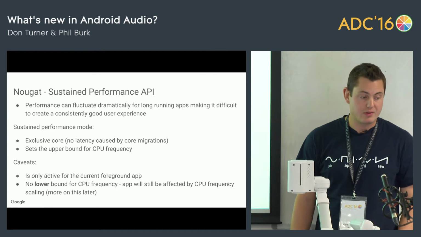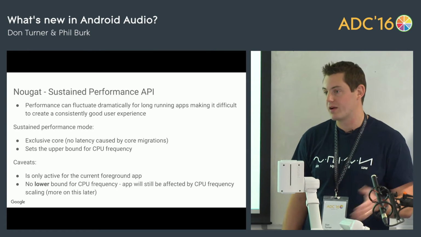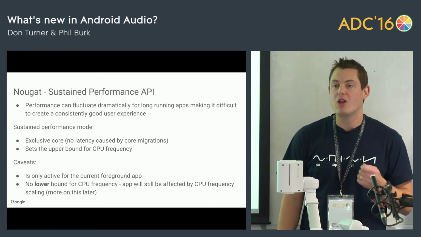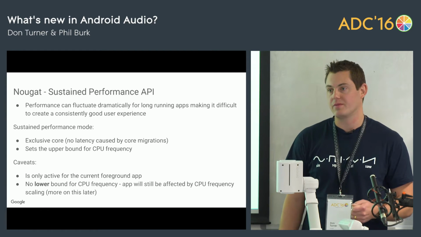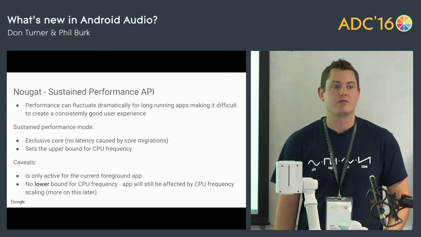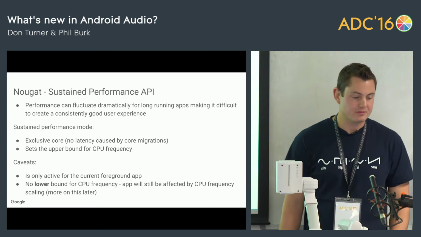There are a few caveats with this, which is it's only available for the foreground app, so as soon as your app is backgrounded, then you're going to lose these privileges. And there's no lower bound for CPU frequency. So you'll still be affected by CPU frequency scaling. More on this a bit later on.